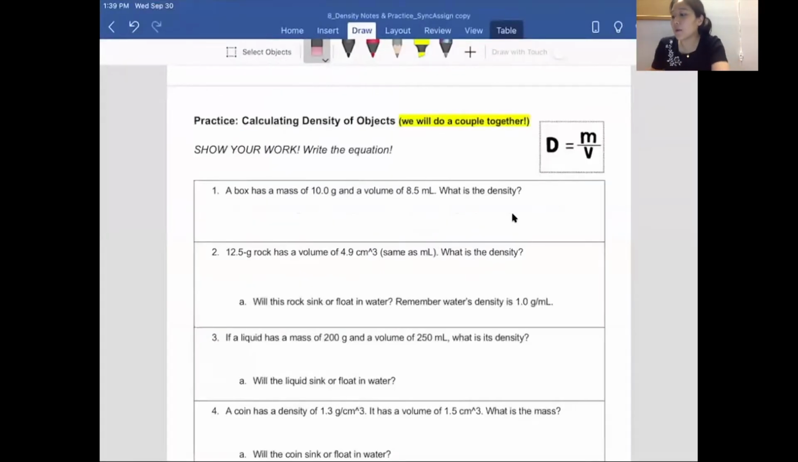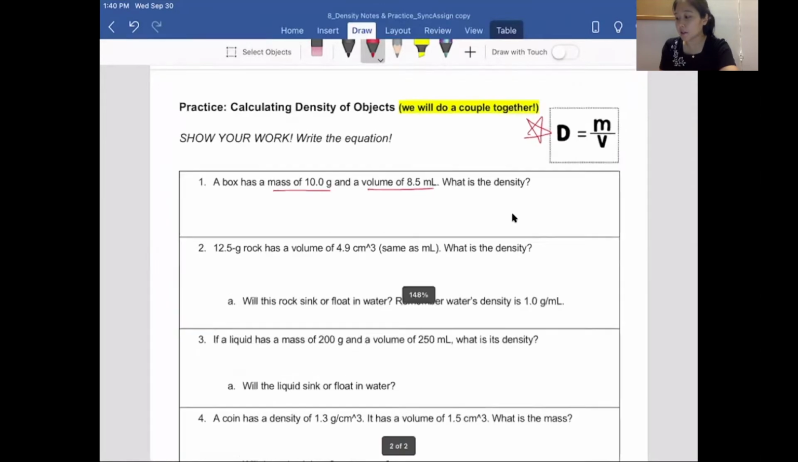So here we go. In class today, we learned that the formula for density is density equals mass over volume, as you can see, M over V. So let's do number 1 together. A box has a mass of 10 grams and a volume of 8.5 milliliters. What is the density of this box?